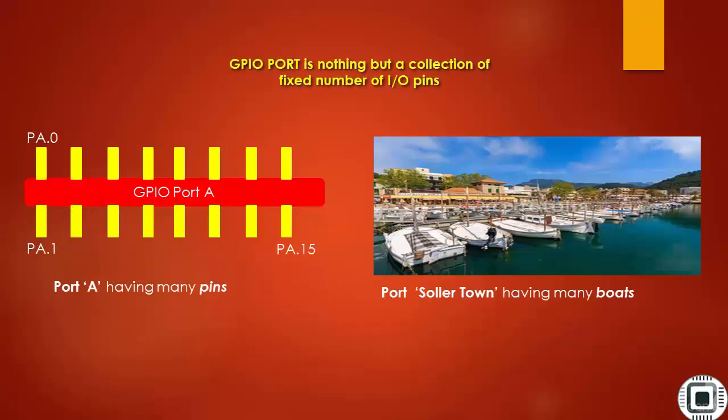A GPIO port is a collection of some fixed number of I/O pins, which is analogous to a C port, having a few pins. In this figure, you can see that GPIO port A is a collection of 16 I/O pins. We can say that GPIO port A is 16-bit wide and each pin refers to a corresponding bit of the GPIO port registers. GPIO ports of different microcontrollers may have a different number of pins.